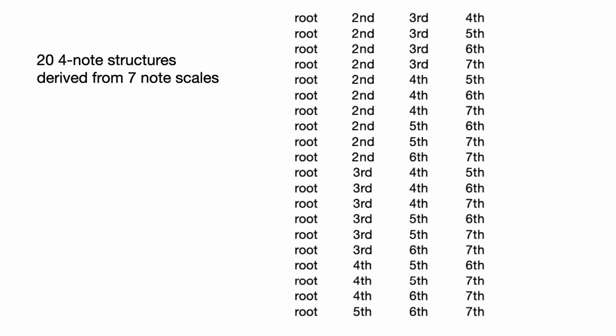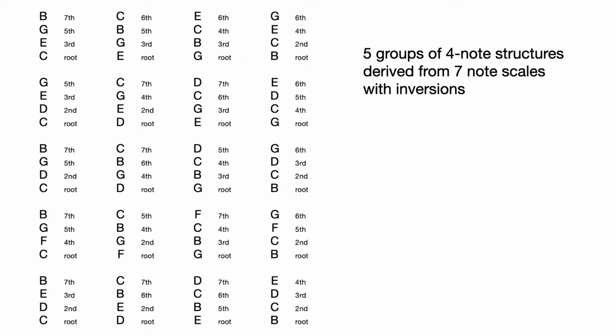So we can then apply this to every single note in C. So we can derive each of these 4-note chords from each of the modes. For right now, though, let's just look at these 20 4-note structures based on C. It turns out that there are 5 groups of 4-note structures derived from 7-note scales with inversions. So each of these different 4-note chords relates to a primary structure or primary group. They're all related in terms of inversions.